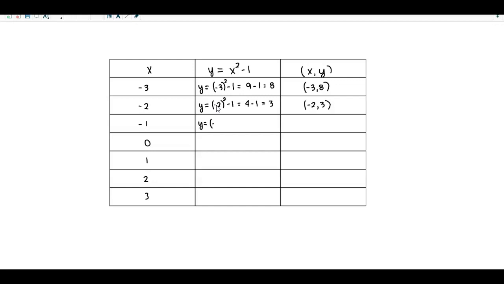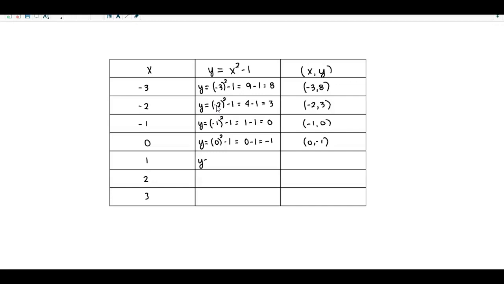Okay, next, we're going to substitute -1. So we put in -1 for x, so -1 squared minus 1. Well, -1 times -1 is +1, minus 1 gives us 0. So the ordered pair is -1 and 0. Next we're going to plug in the value of 0. So we get 0 squared minus 1. Well, 0 to any power is 0, and if we take away 1, that gives us -1. So we get 0 and then -1.